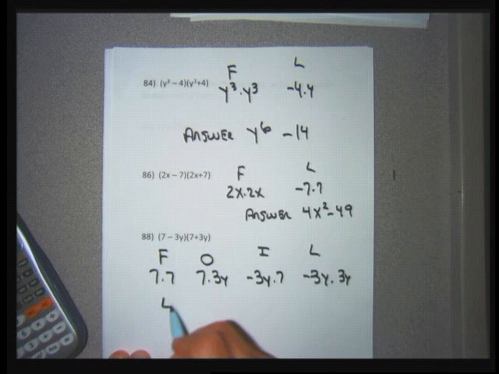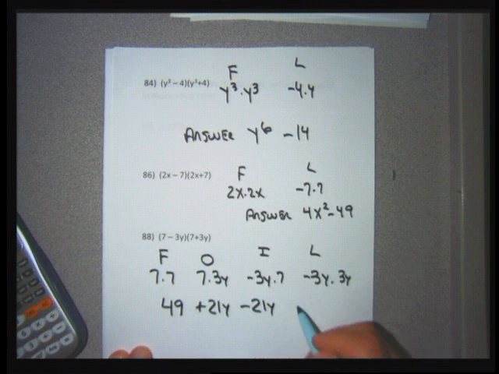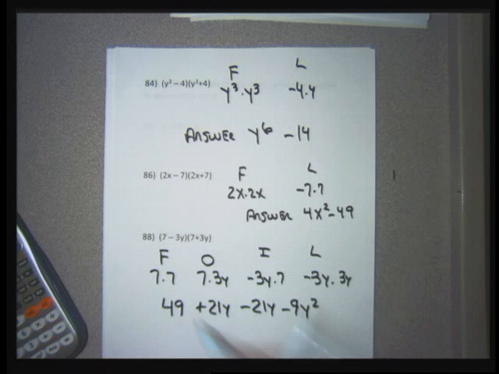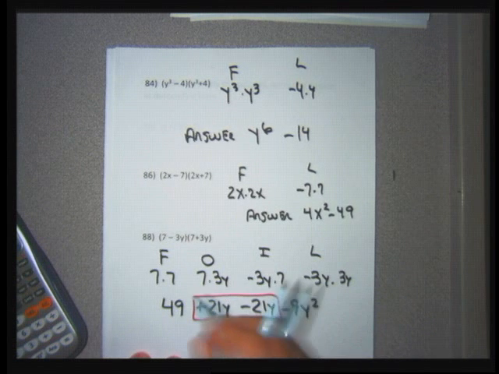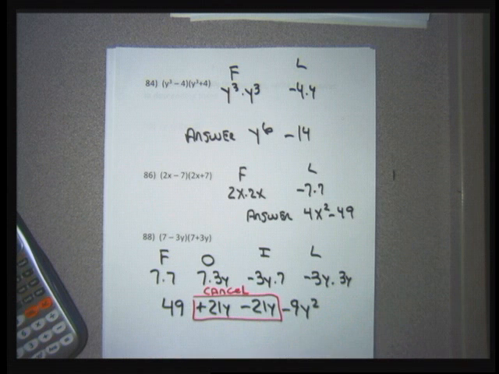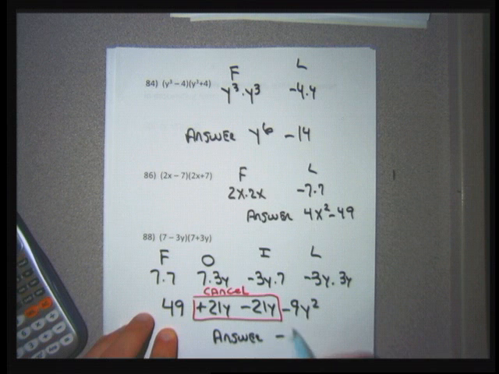But had I foiled this, I'd have gotten 49 plus 21y minus 21y minus 9y squared, and the outers and the inners are going to cancel. It always is the case when you're multiplying differences of squares, which you also call conjugate pairs, that the outers and the inners will cancel if you do foil. Now I'm going to write the two pieces that are left in a nice order, which means the number without the letter written last.